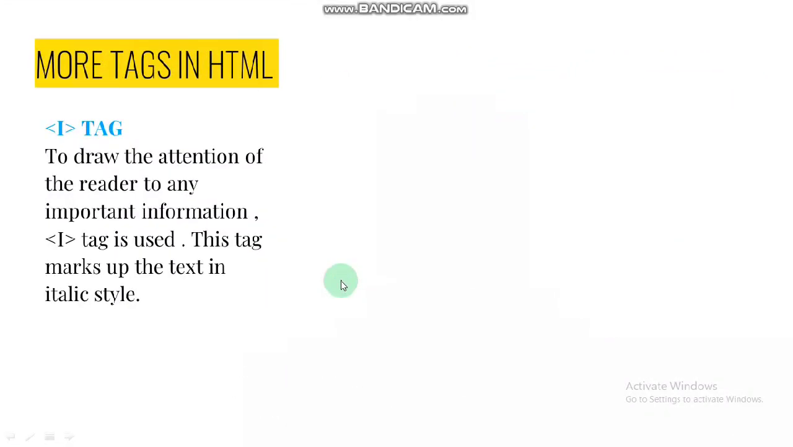Now next is our I tag. I know many of you must have guessed what I tag is for. I tag is for italics. To draw the attention of the reader to any important information, I tag is used. This tag marks up the text in italic style.